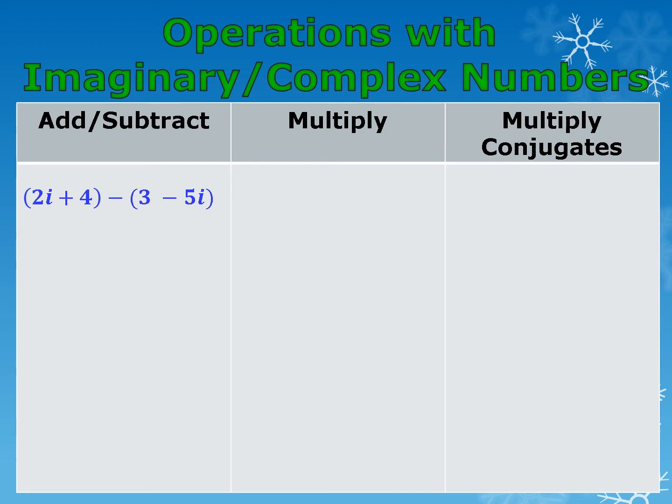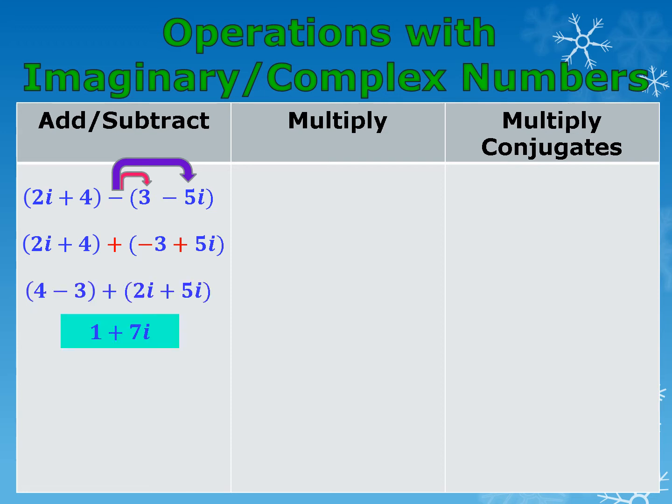I guarantee it. So first thing I'm going to do is multiply that negative by the 3, and then multiply it by the 5i. Now notice when I did that, I did not get rid of the symbol in between. I simply changed it to plus a negative and then distributed the negative to the 3 and the minus 5i so that I get plus a negative 3 plus a 5i. Now it's simply a matter of combining like terms. So 4 minus 3 is 1, 2i plus 5i is 7i. So that simplifies to be 1 plus 7i.